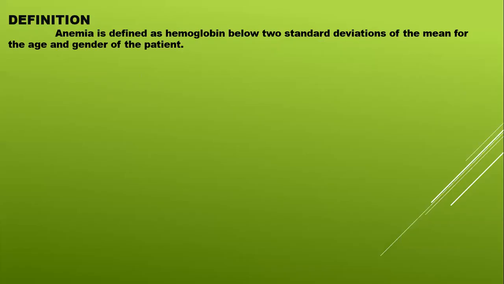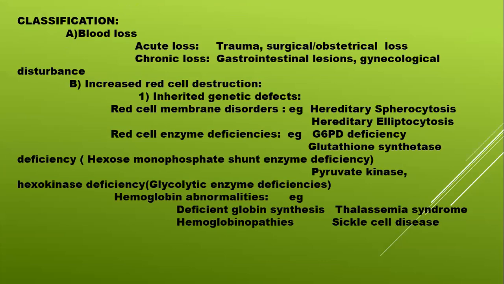Bismillahirrahmanirrahim. By definition, anemia is defined as hemoglobin below 2 standard deviations of the mean for the age and gender of the patient. Classification of anemia. Number 1, blood loss. Blood loss could be acute due to trauma or surgical or obstetrical procedures or loss. And the second one is chronic loss, either gastrointestinal lesions or gynecological disturbances.